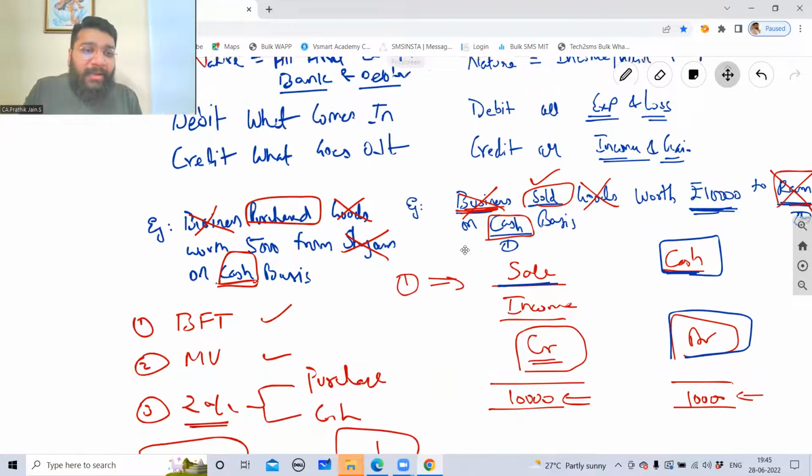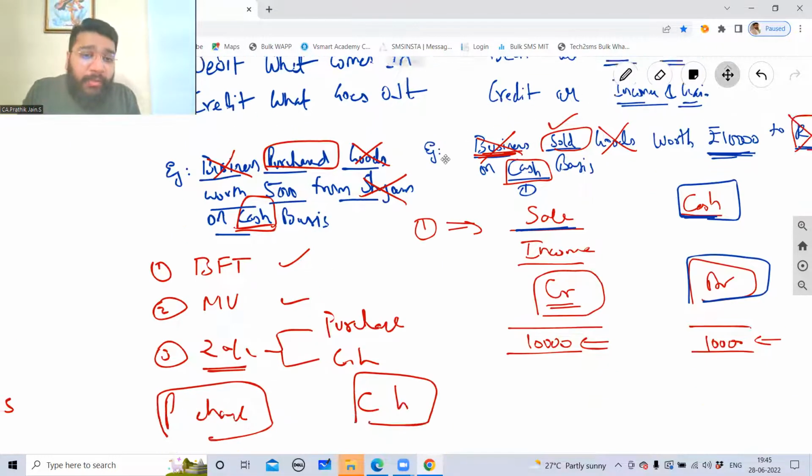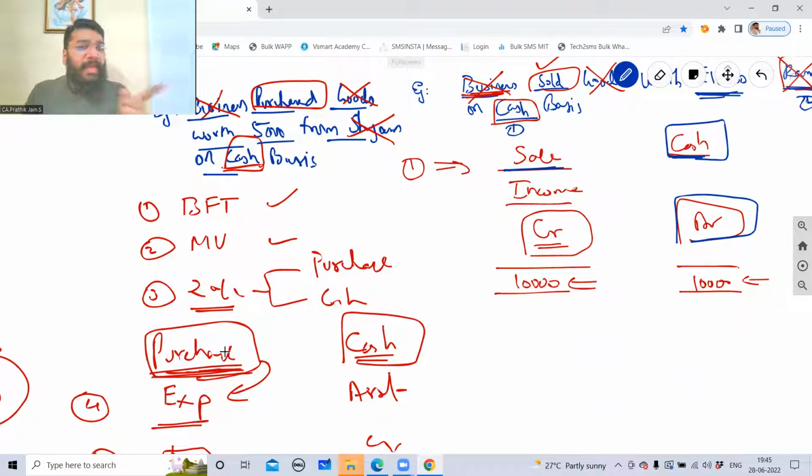Now let's see the second transaction. Business purchases goods worth 5,000 from Sham on cash basis. So here the two accounts that we identified are purchase and cash. Can I say cash belongs to the asset quadrant? If I keep on purchasing, will cash come inside the business or go out from my hand? Cash will keep on going out.